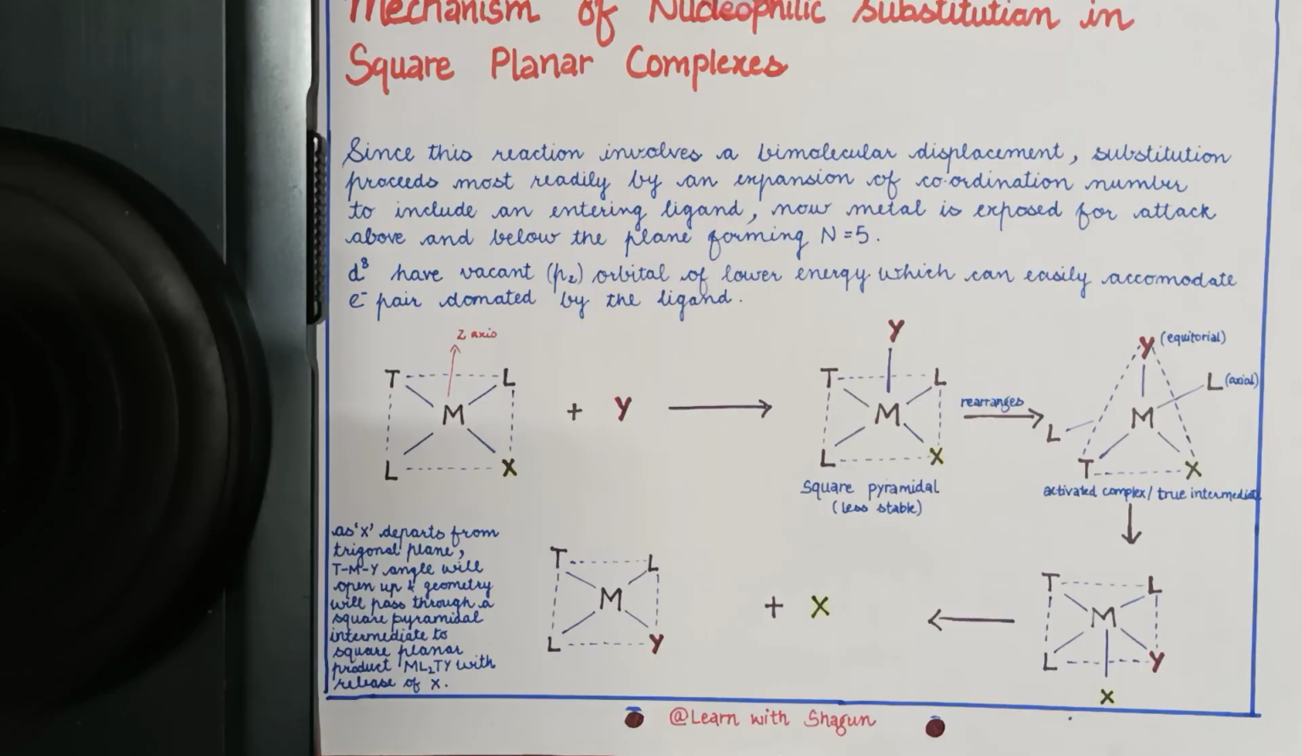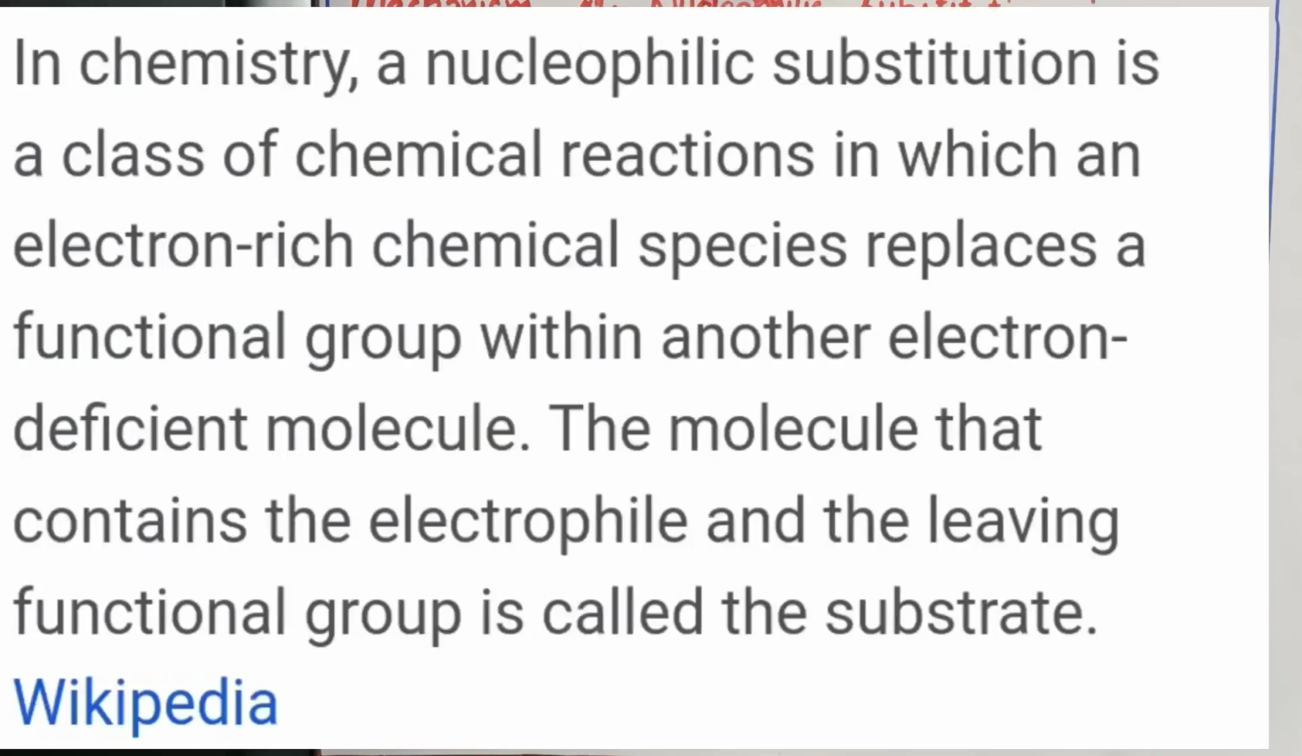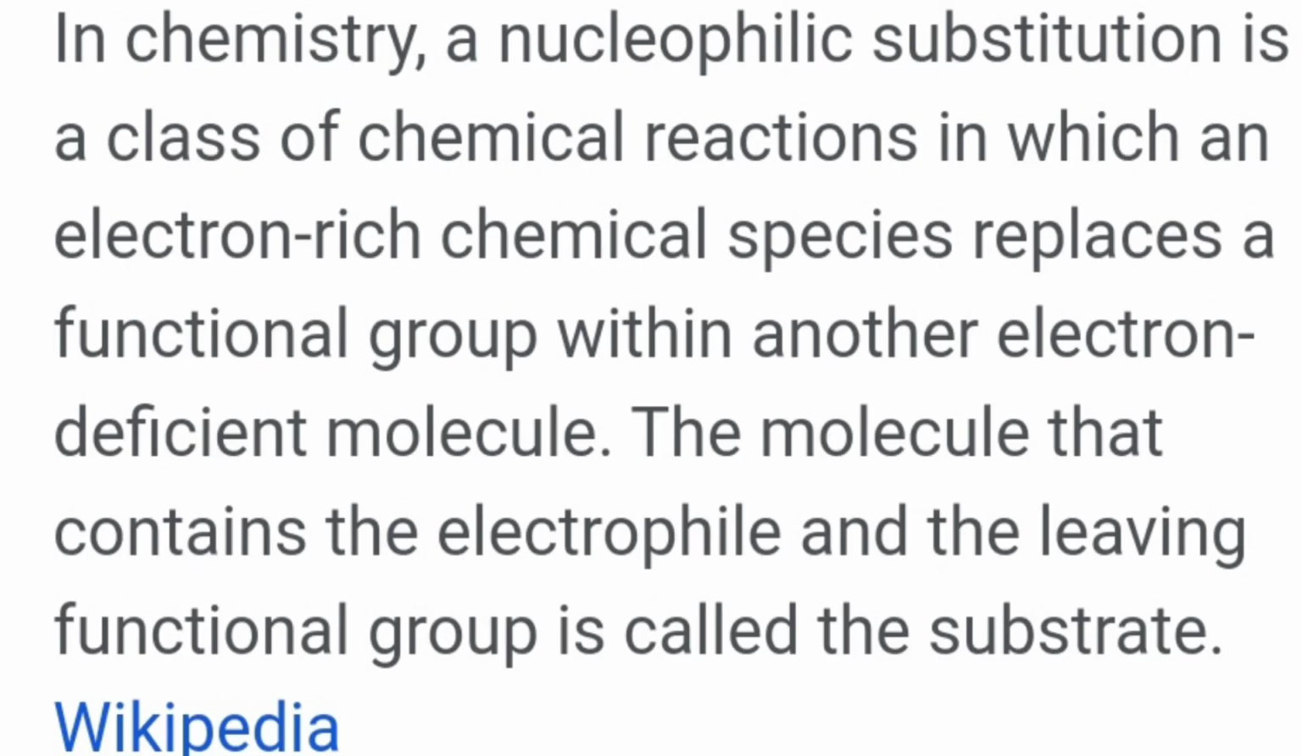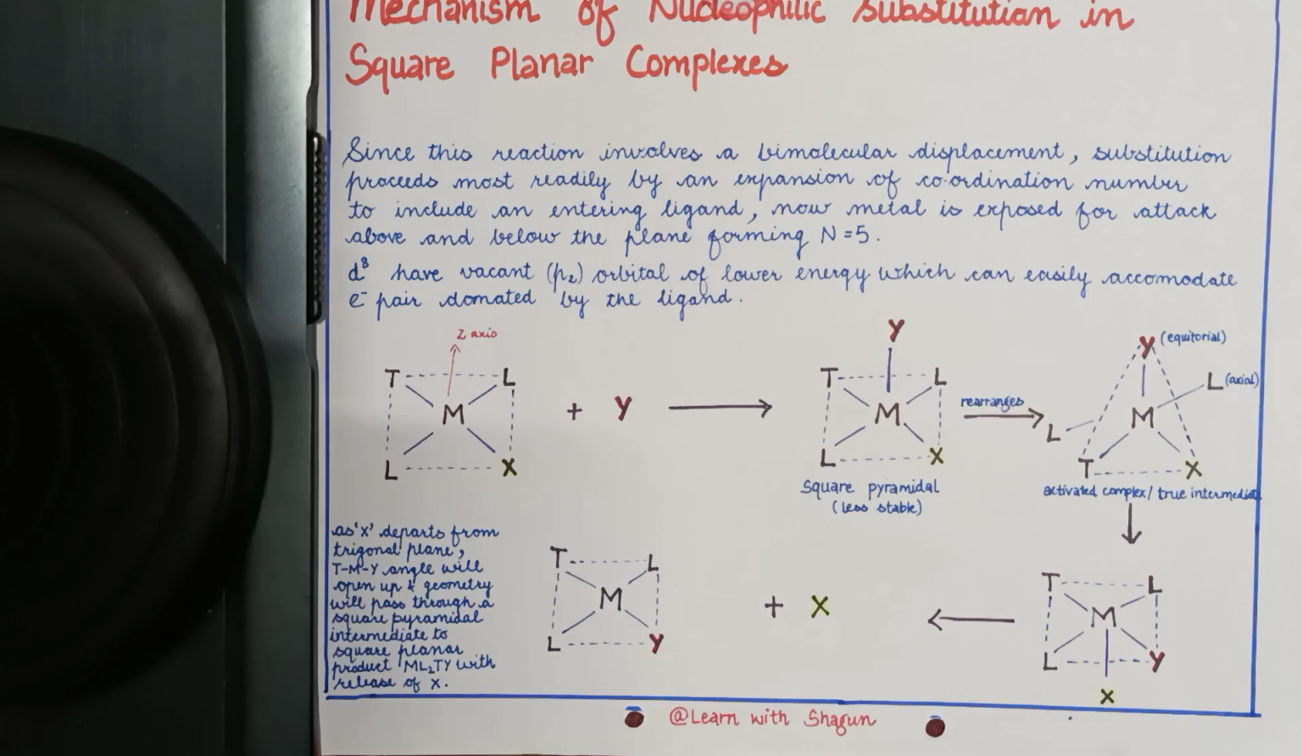So in this video, we are going to do the mechanism of nucleophilic substitution in square planar complexes. It is a very easy topic, I would say, and very easy to understand also. What is a nucleophilic reaction first of all? A nucleophilic reaction, all of us know, is a kind of reaction in which an electron loving species substitutes one of the ligands or constituents of a metal complex, which is easy to be substituted, in an electron deficit species. Such kind of reactions are called nucleophilic substitution reactions.